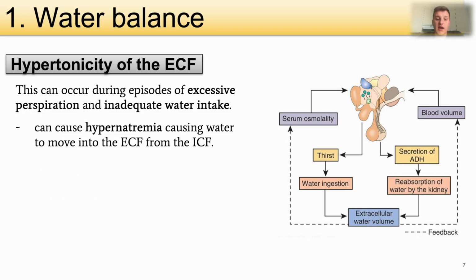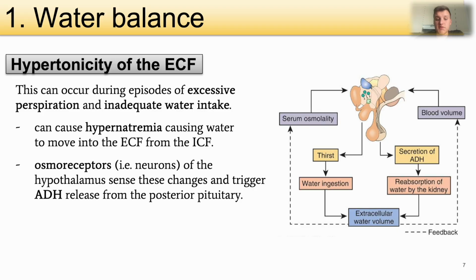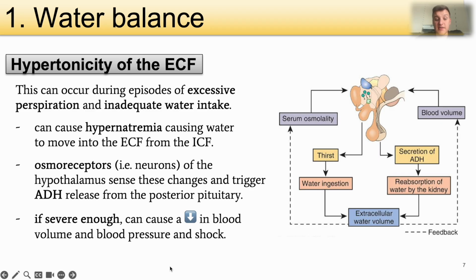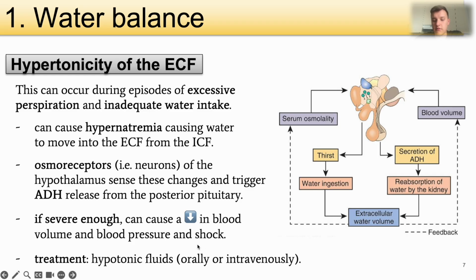So this could cause hypernatremia, too much sodium, and this could cause water to move into the ECF from the ICF, because you just got this hypertonicity in the extracellular fluid. Osmoreceptors in neurons of the hypothalamus sense these changes and trigger ADH release from the posterior pituitary if it gets really bad. If it's severe enough, it could cause a decrease in blood volume and blood pressure, and maybe even shock. So the treatment is to give hypotonic fluids orally or intravenously.